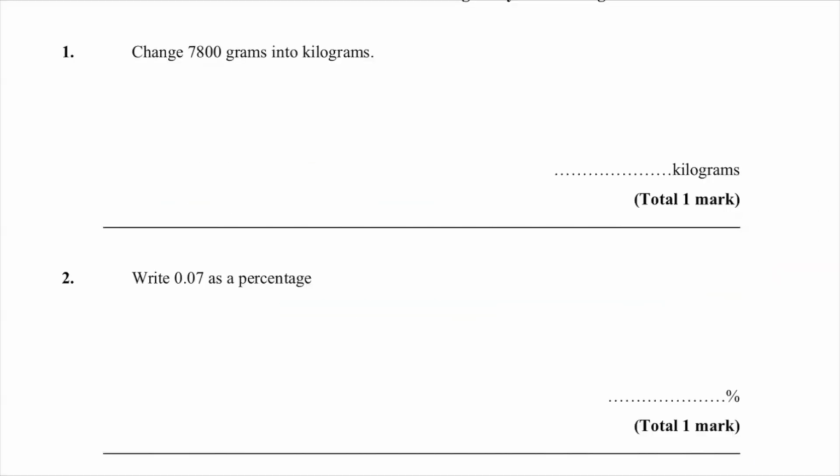Okay, so our first question. There are 1,000 grams in a kilogram. So we're going to divide through by 1,000. So that's in 3 places. And our answer is 7.8.